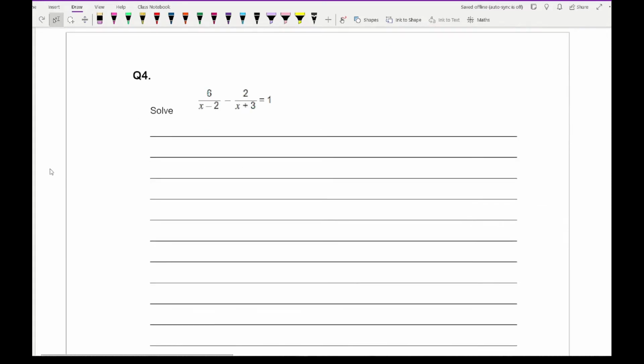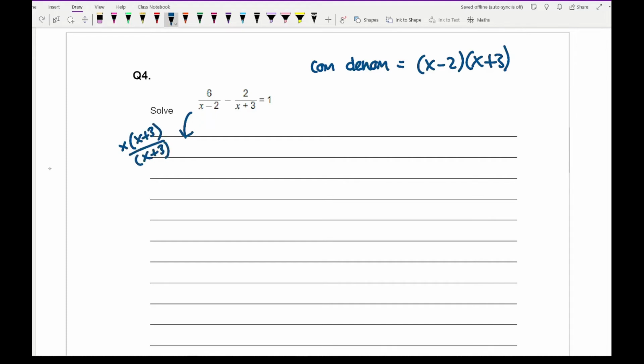Then moving on to question 4, it says solve, and then here we've got this. So here, our common denominator is going to be x minus 2 times x plus 3. Now this one's a little bit cheeky because we've got a solving one, not simplifying, but the same concept applies. So here we're going to multiply this first fraction by x plus 3 over x plus 3, and we're going to multiply this second fraction by x minus 2 over x minus 2.